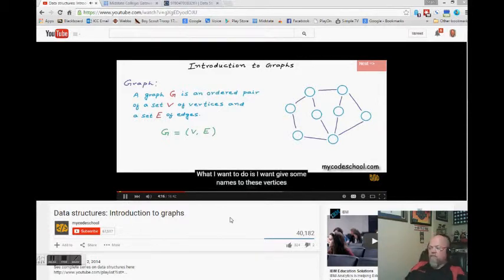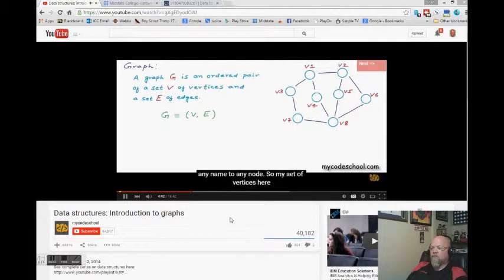What I want to do is I want to give some names to these vertices, because each node in a graph must have some identification. It can be a name or it can be an index. I'm naming these vertices as V1, V2, V3, V4, V5 and so on. And this naming is not indicative of any order. There is no first or last; we can give any name to any node. So my set of vertices here is this. We have 8 elements in the set: V1, V2, V3, V4, V5, V6, V7 and V8. So this is my set of vertices for this graph.